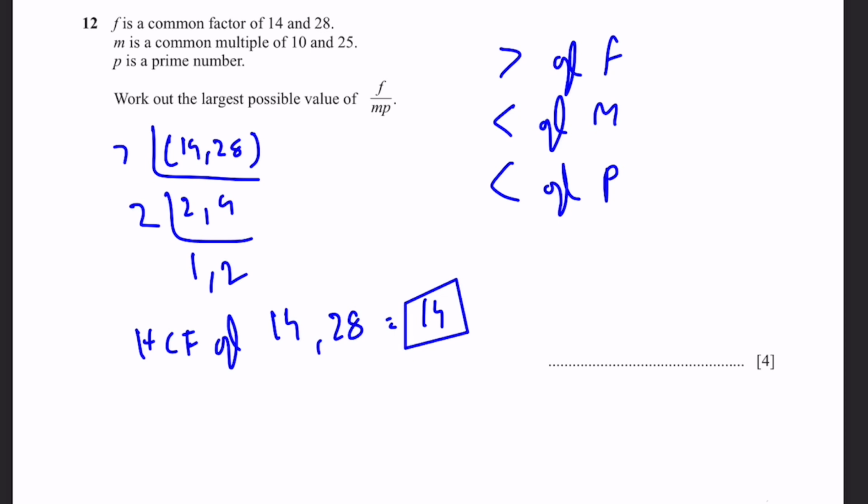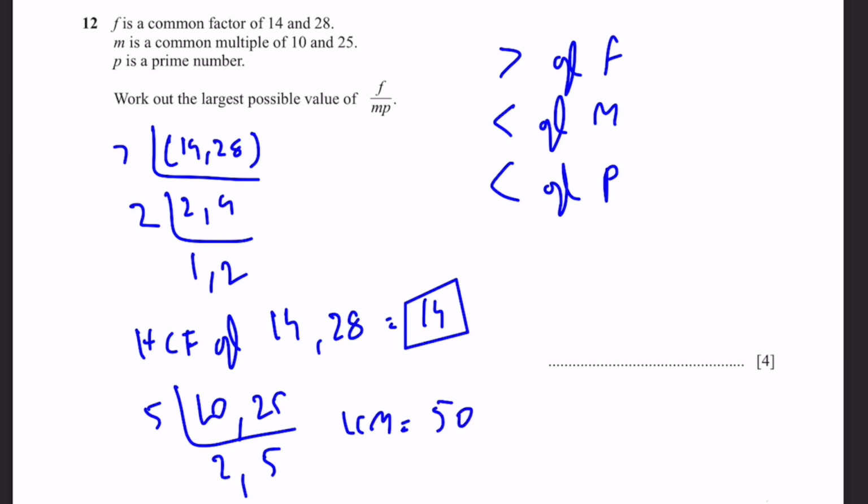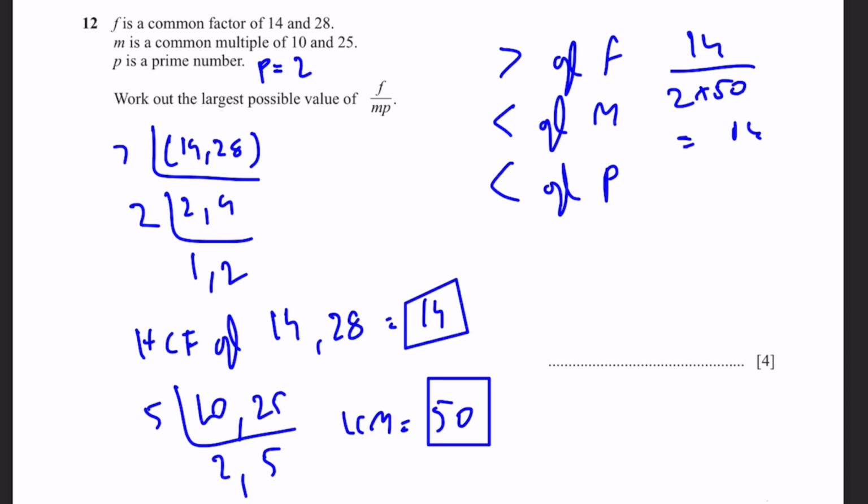Next, we need the LCM of 10 and 25. So we can do the same thing. 5, 2, 5. So the LCM is equal to 5 into 2 into 5, which is equal to 50. The smallest possible prime number is equal to 2. So that means it will be equal to 14 divided by 2 into 50, which is equal to 14 by 100, which is equal to 0.14. That's the answer.